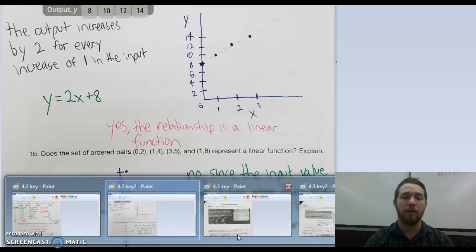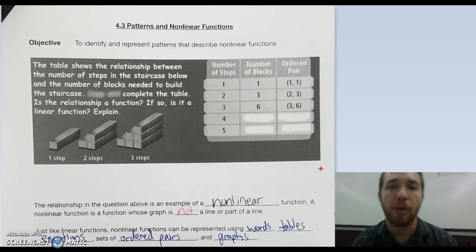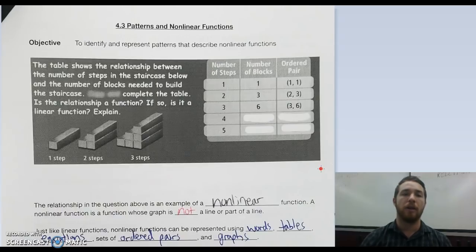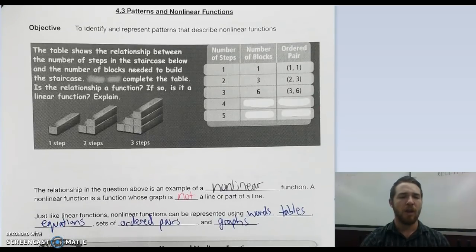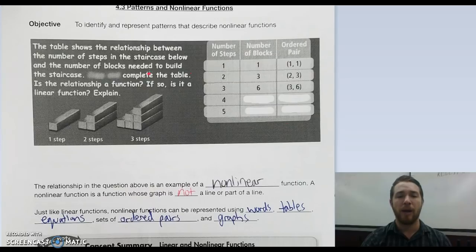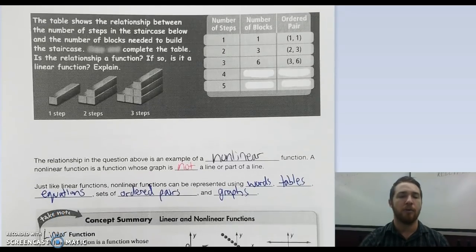So we've looked a little bit at linear functions. 4.3 is about expanding that to also look at nonlinear functions. So still looking at patterns, but now we're expanding that to nonlinear patterns, nonlinear functions. The relationship in that example, we might work on this together as a class. That's an example of something that we see as a nonlinear function. So a nonlinear function is a function whose graph is not a line or part of a line. So if it's linear, it's a line. Nonlinear, not a line. You get those definitions just from the word itself.